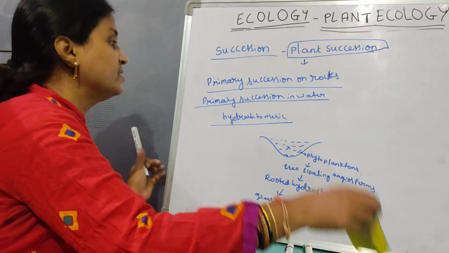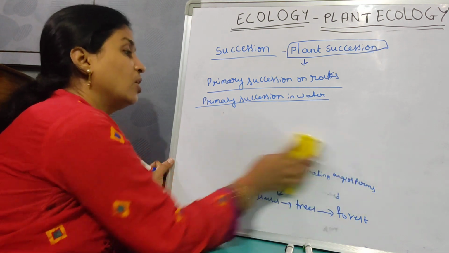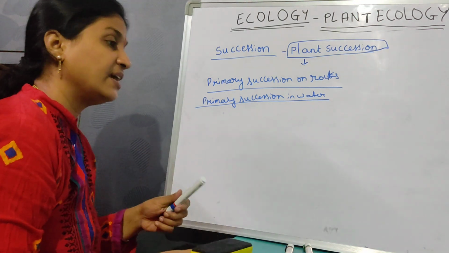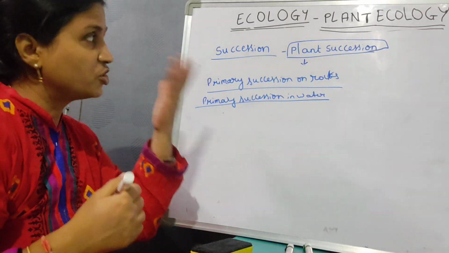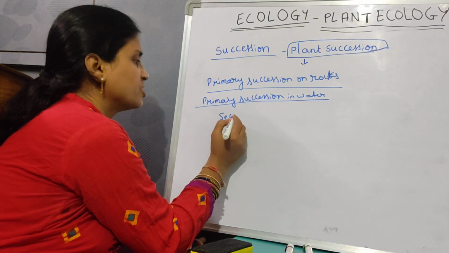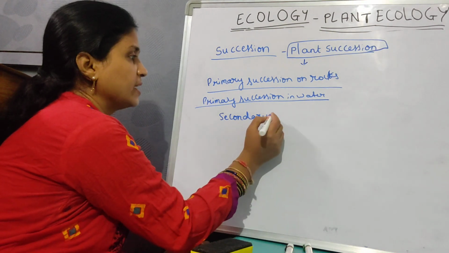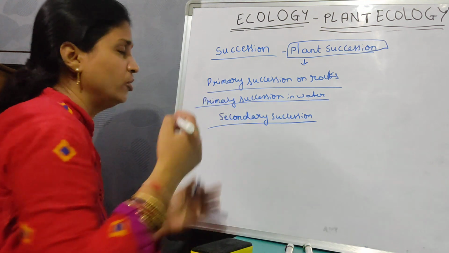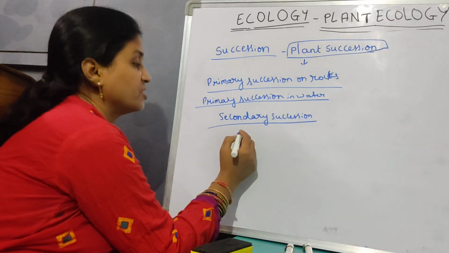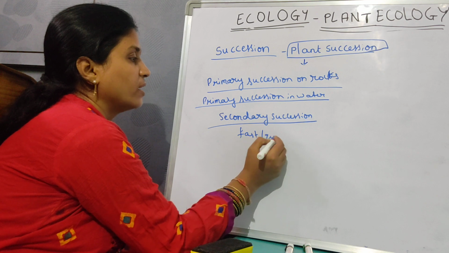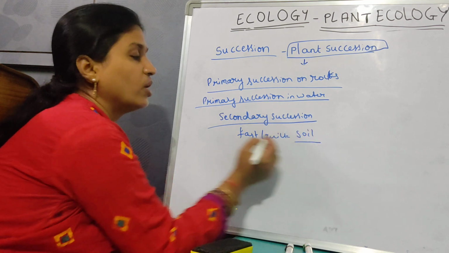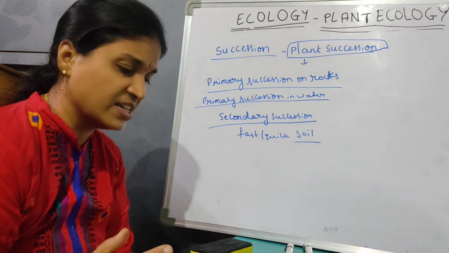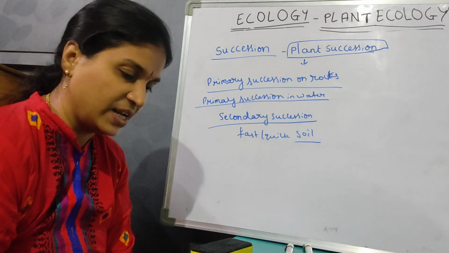Then coming on to the secondary succession. Secondary succession means that living organisms already existed there, but they were lost. So in that area, again the succession of plants has to occur. This secondary succession is somewhat faster, on rocks or in water. Why? Because already the soil is there, the soil formation is there. So the rate of succession is much faster, and the climax is also reached more quickly.